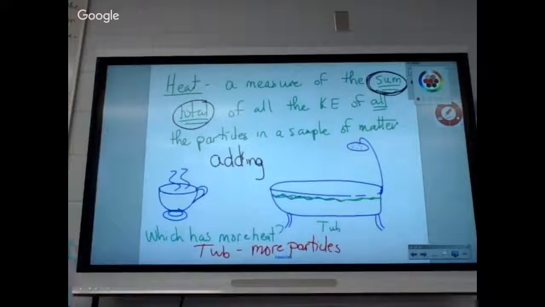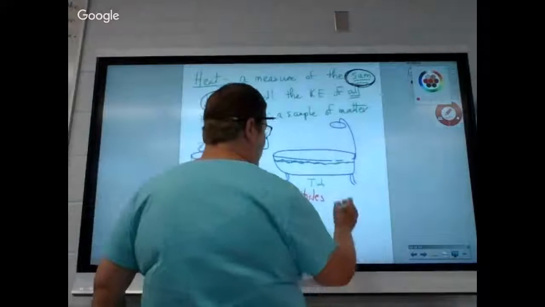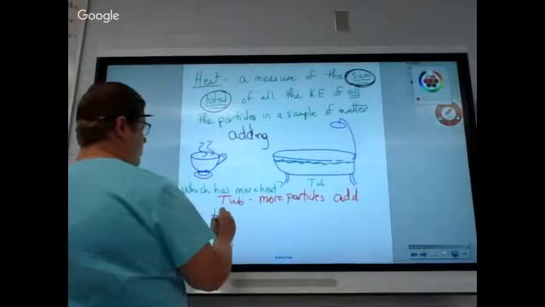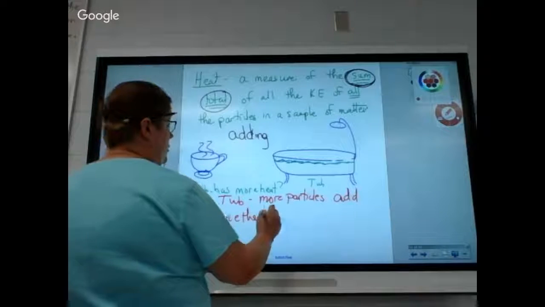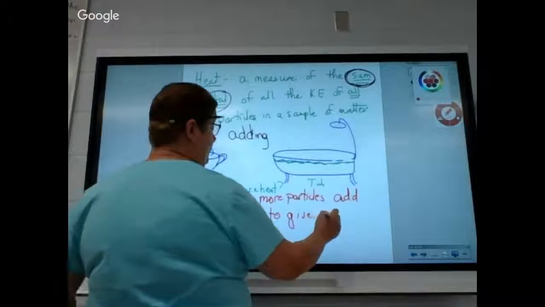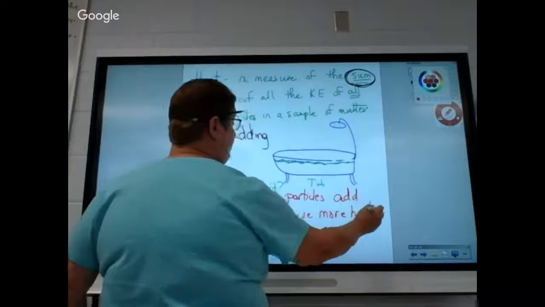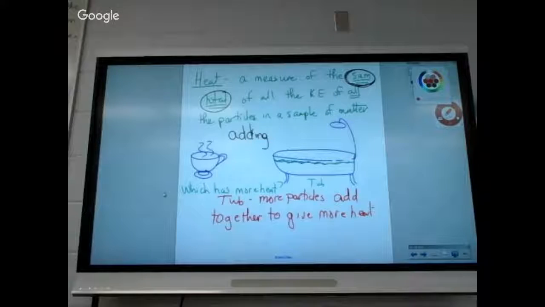When we said heat is a measure of the sum total, it's because there are more particles, and the more particles add together to give more heat. You could even compare a mug of coffee versus the ocean in the winter. Would the ocean still have more heat? Exactly, it doesn't make any difference. You could have a frozen lake, and the frozen lake is going to have more heat than a mug of coffee because it's mammoth. It has so many more particles than that coffee.